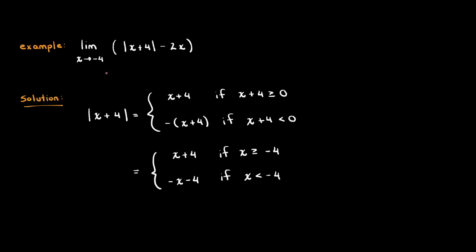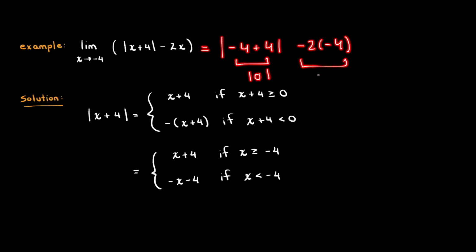Well, in this case, the limit point, -4, is actually a part of the domain of this function. And so we can just use direct substitution, and we can see that this limit should evaluate to the absolute value of -4 plus 4 minus 2 times -4. Well, this is just the absolute value of 0, which is 0, and this part is +8. And so the final answer would be +8.